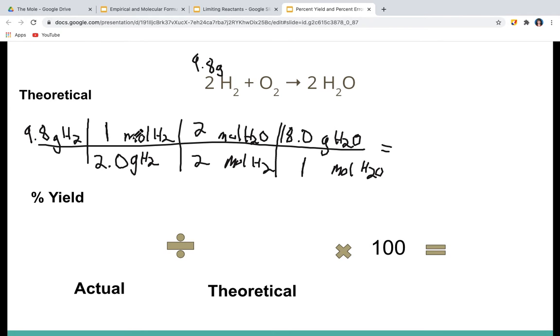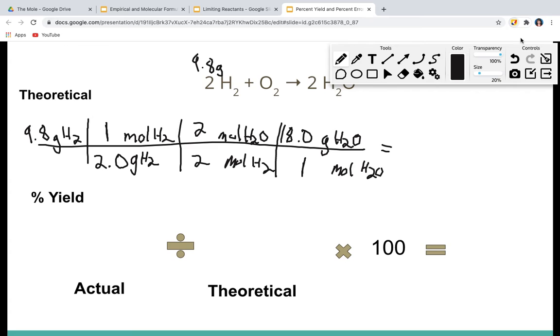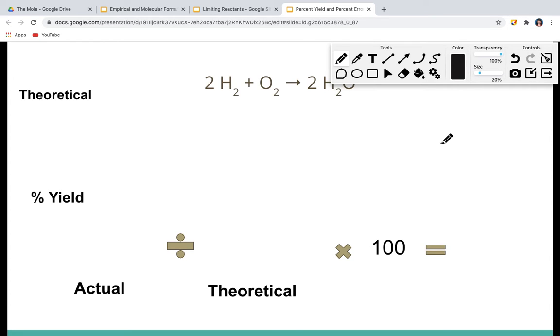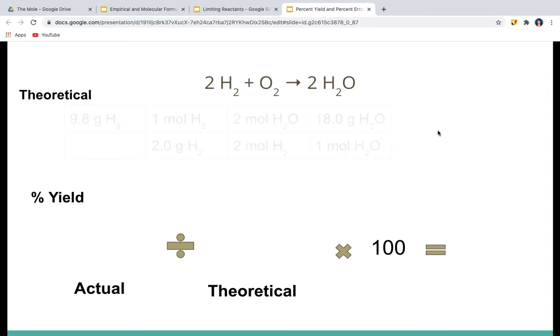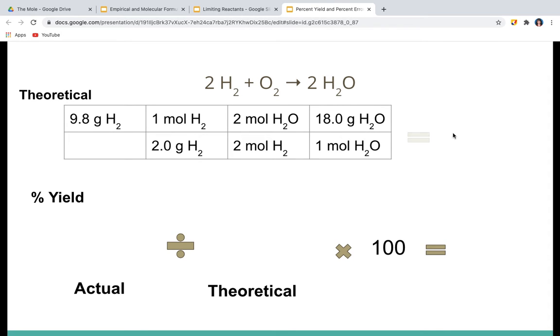So we're going to multiply across the top and divide by what's on the bottom. So we have 9.8 times 18, and times 2, but we're also going to divide by 2 on the bottom there. If we do that, you should come up with 88.2 grams.